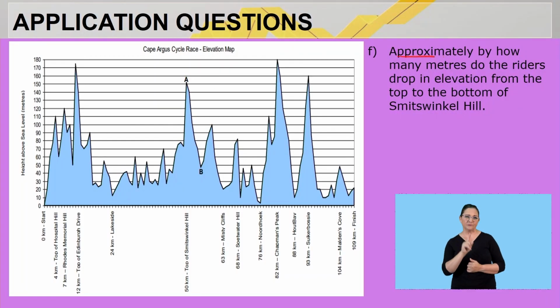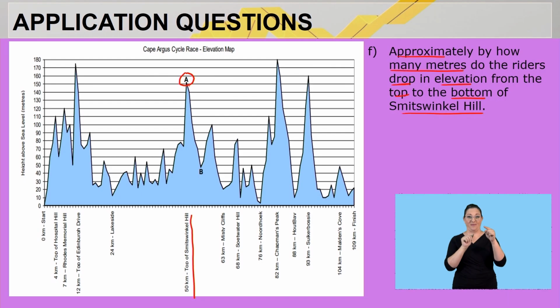I will now look at question number F. Question number F says, approximately by how many meters do the riders drop in elevation from the top to the bottom of Smitswinkel Hill? Now let's find Smitswinkel Hill. Can you see here? Smitswinkel Hill. Here. Can you see there?